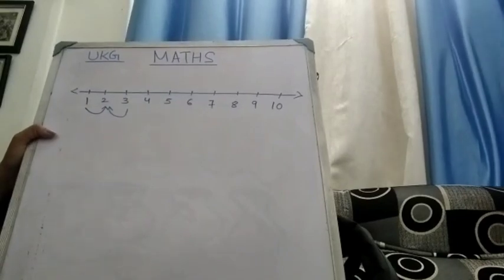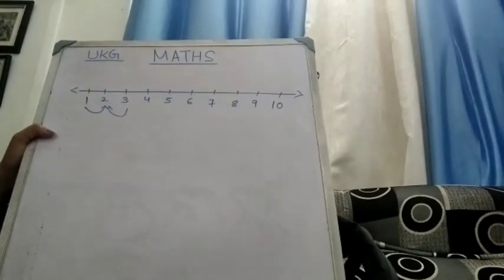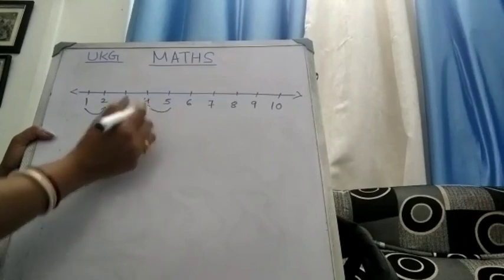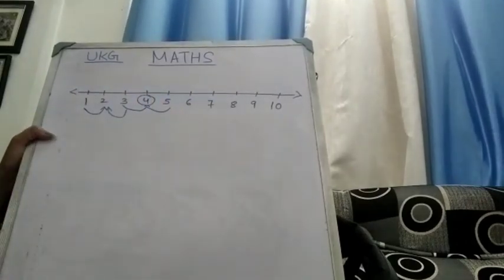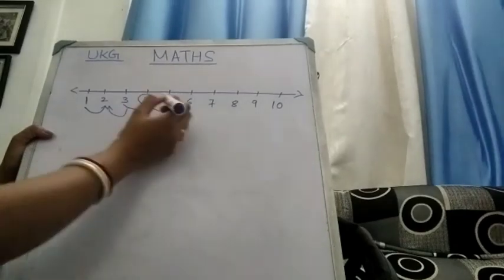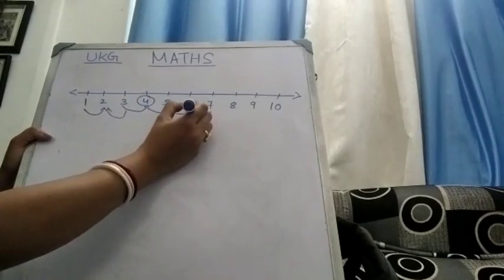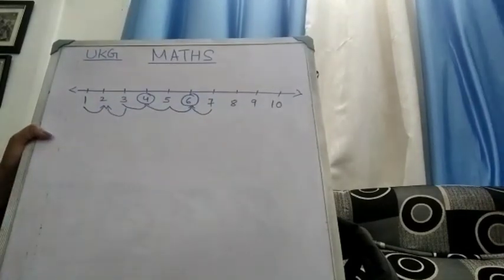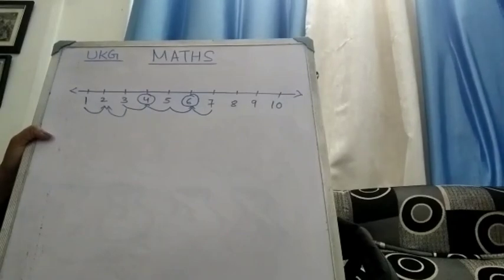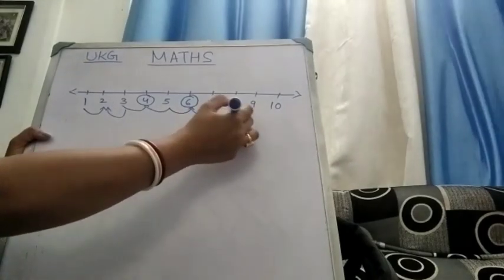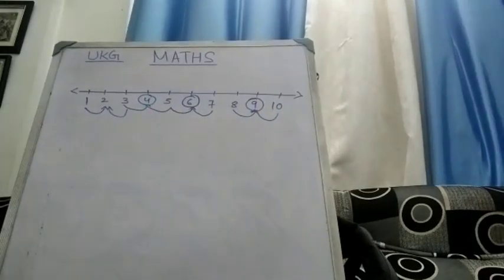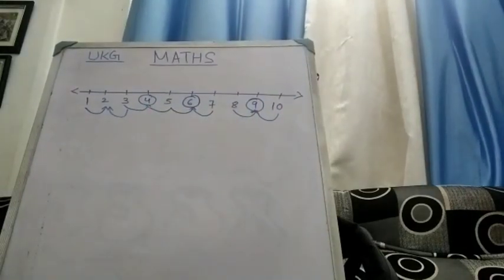Now, if I ask you, which number comes in between 3 and 5? 4. Very good. Which number comes in between 5 and 7? 6. Very good. Which number comes in between 8 and 10? 9. Very good. Now, see the exercise, everyone.